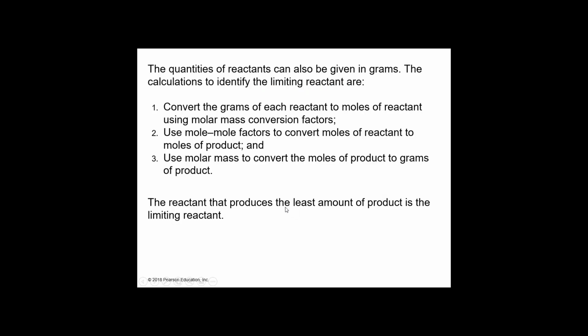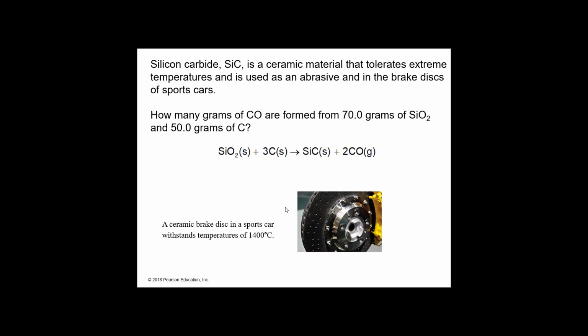Okay, so the quantities of reactants can be given also in grams. So right now we're looking at moles, but we can also do this in grams. We need to convert the grams to moles using the molar mass conversion. Then we do the mole to mole factors to convert to moles from reactants to product. And then we do the molar mass to convert the moles of product to grams. So then we can determine which one's the limiting.